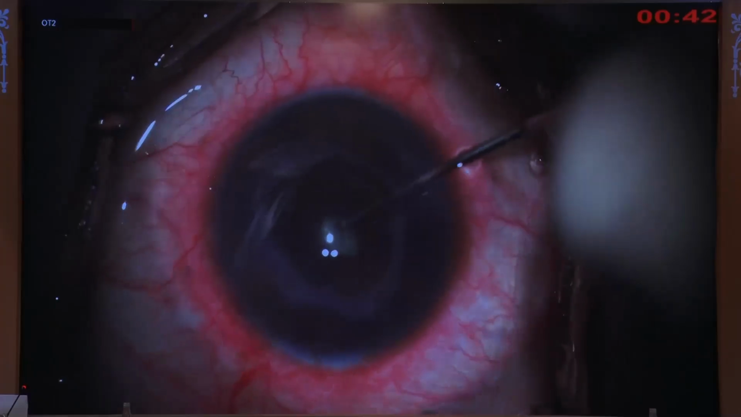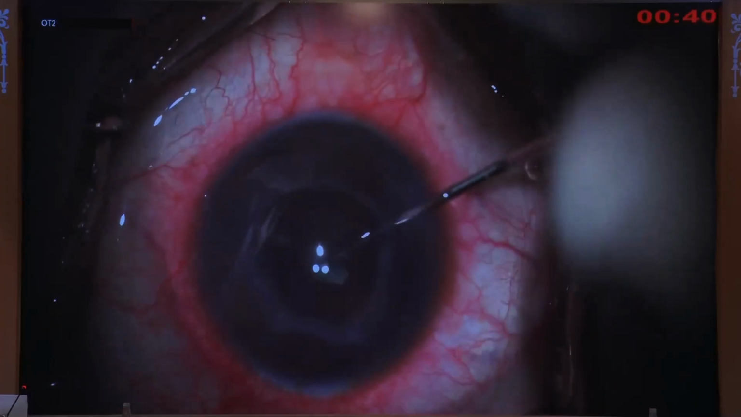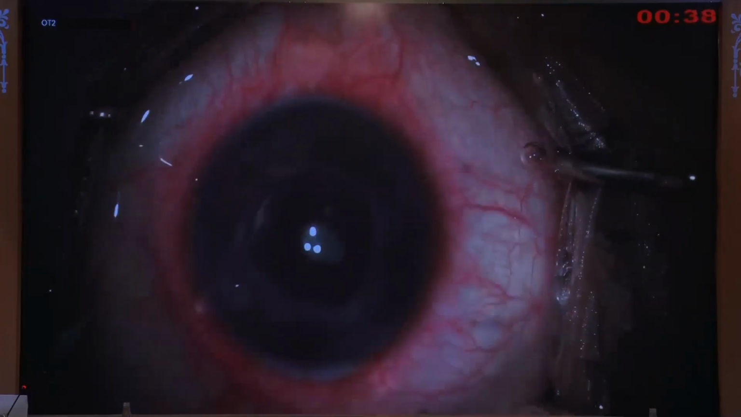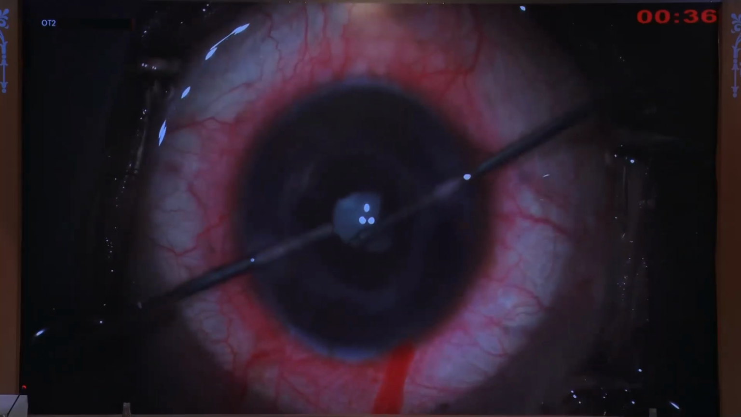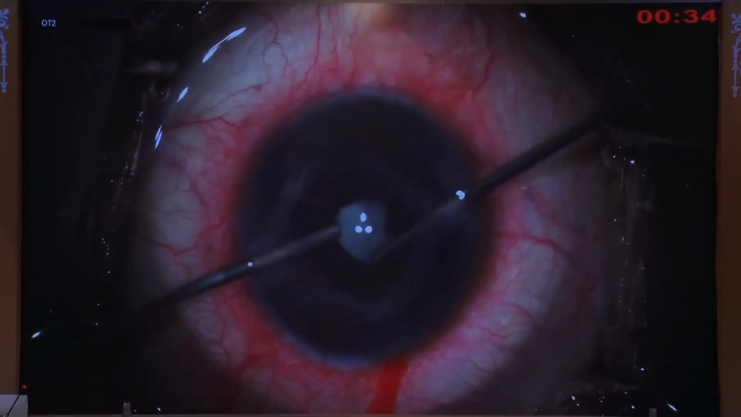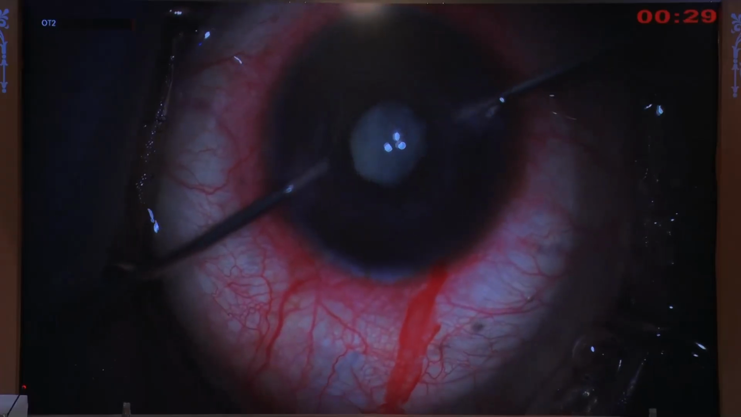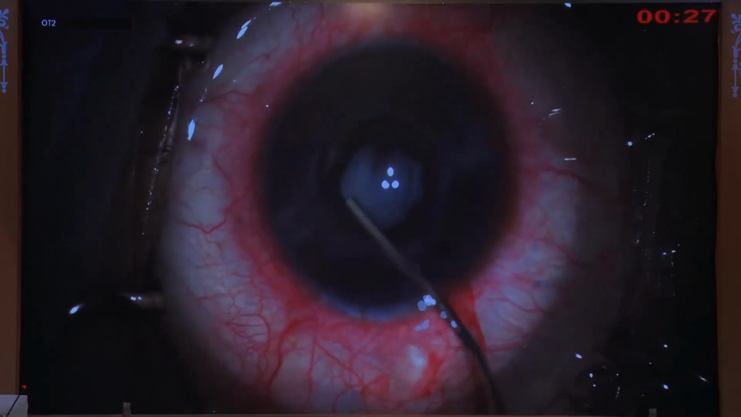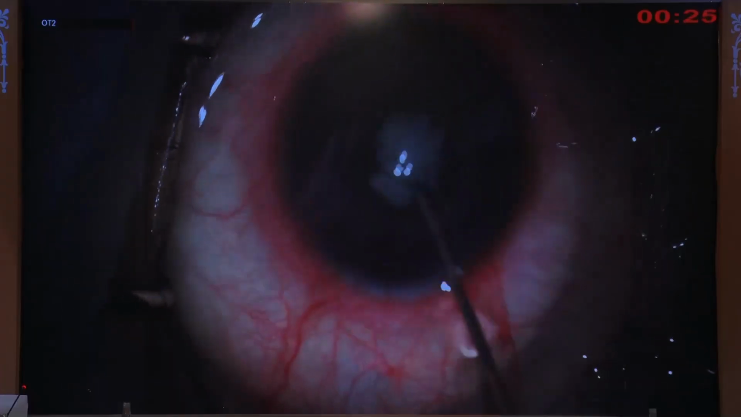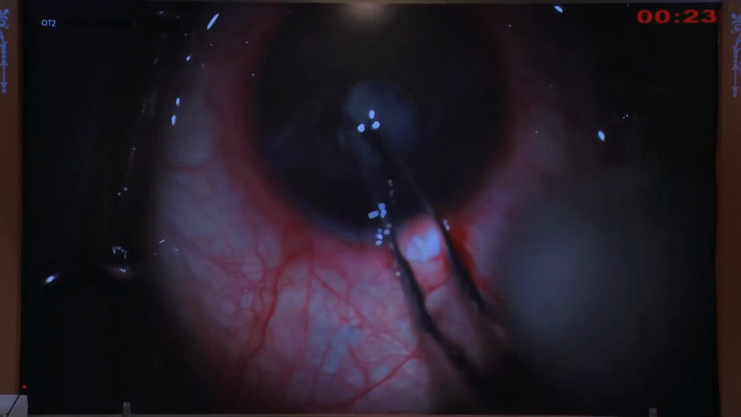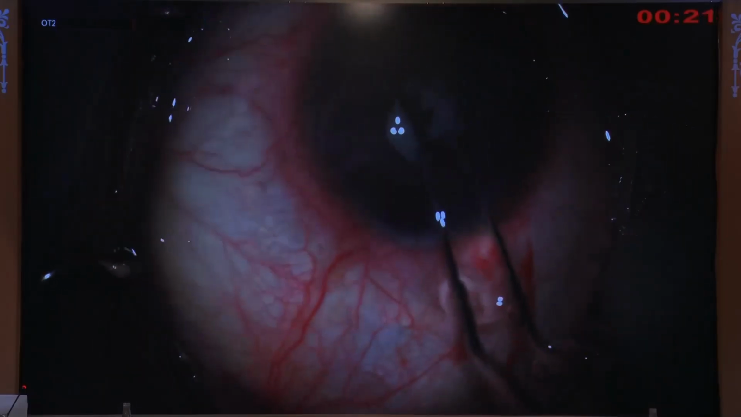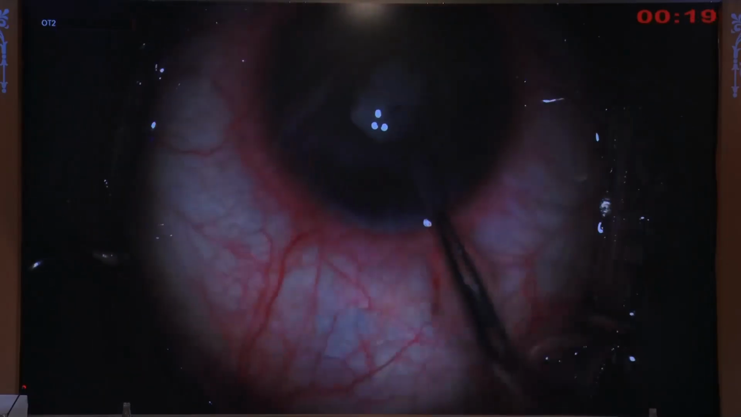After that I try to remove the synechia and break it, and sometimes I use the retractor. With the help of the retractor, we make the pupil slightly circular. Sometimes in this case the anterior capsule is touched, and membranes also come out from behind the iris.